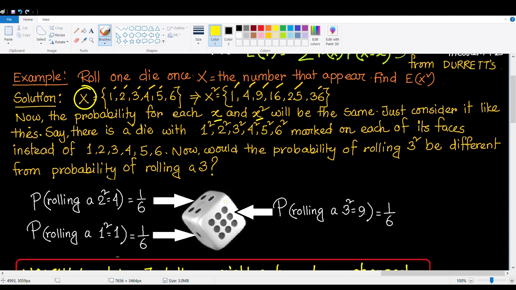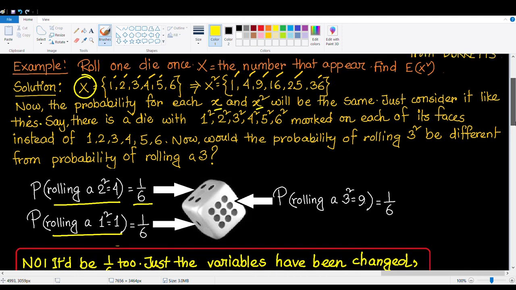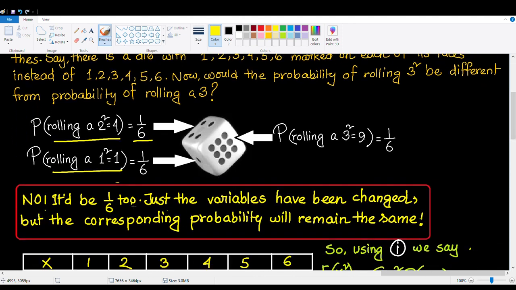Now you know that although the variables on each of its faces have been changed, the number of faces remained the same, which is 6. Therefore, the probability of rolling 2 square would be 1 by 6 again, because there are 6 regular faces and each of them is equally likely to show up. Probability of rolling a 1, which is 1 square, would be 1 by 6, and the probability of rolling a 3 square would be 1 by 6 as well. So we can say it would be 1 by 6 for both 3 square and 3, 4 square and 4, and so on. Just the variables have been changed, but the corresponding probabilities remain the same, right?